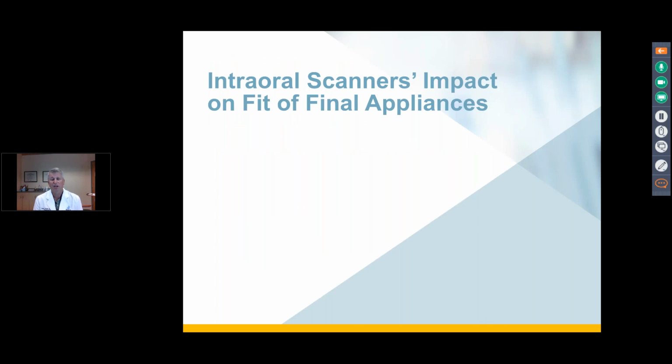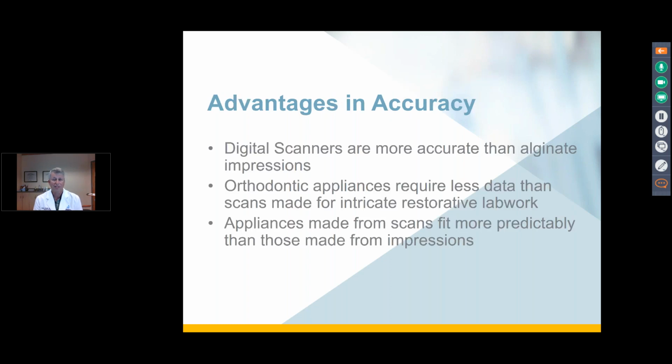I'd like to move on now to talking about the fit. The fit of the final appliance is our goal. The advantage in accuracy is that, of course, digital scanning has been proven to be more accurate than alginate impressions. Orthodontic appliances require less data than scans made for intricate restorative work, so whole arch scans can be done predictably with more accuracy than you get with traditional impressions.